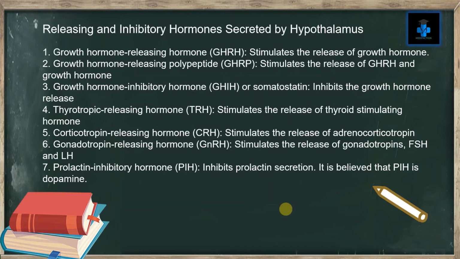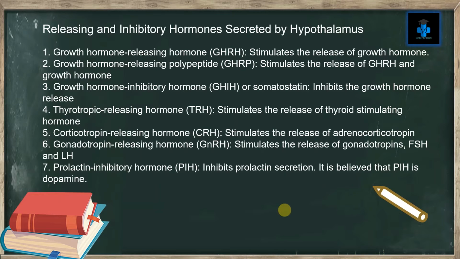Releasing and inhibitory hormones secreted by hypothalamus. Number 1 is the growth hormone releasing hormone. This stimulates the release of growth hormone. Number 2 is growth hormone releasing polypeptide. This stimulates the release of growth hormone releasing hormone and growth hormone as well. Number 3 is growth hormone inhibitory hormone or somatostatin. This inhibits the growth hormone release.